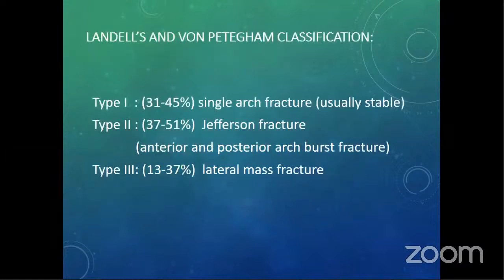According to Landells, he classified the atlas fracture into three types. Type 1 is a single arch fracture, either posterior or anterior, and they are usually stable fractures. Whereas in type 2, he classified the fracture involving the anterior as well as the posterior arch, that is the burst fracture, and they comprise up to 51% of the atlas fractures. Those fractures that involve the lateral mass are classified as type 3.